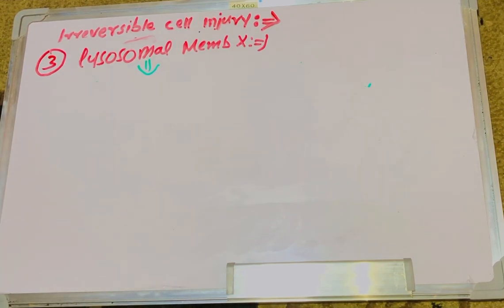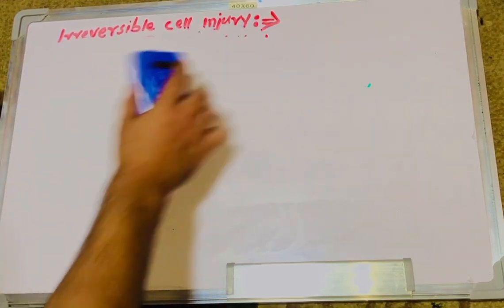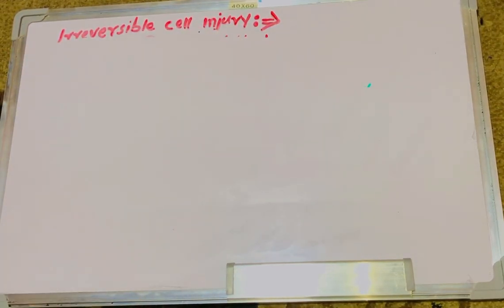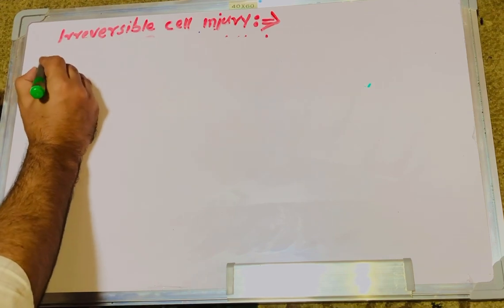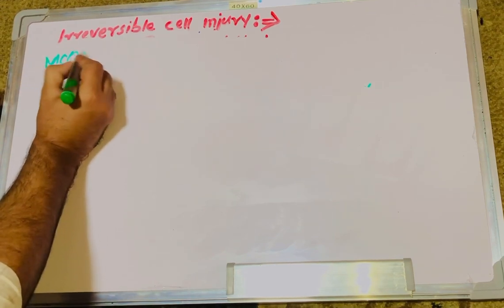So the first thing that happens is mitochondrial dysfunction. Second is plasma membrane damage, and third is lysosomal membrane damage. For MCQs' point of view, you must note this.